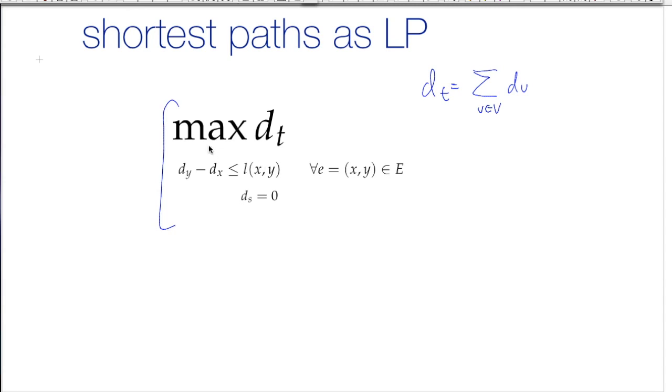So let me explain. What we're going to try to do is maximize the sum of the distances. Even though we're minimizing shortest path, we're going to solve this by maximizing d_t. And it's going to be subject to the constraint that d_y minus d_x has to be less than or equal to the weight of the edge between x and y for every edge in the graph. And of course, the starting node is going to start as d_s equals 0. So let me show you an example.